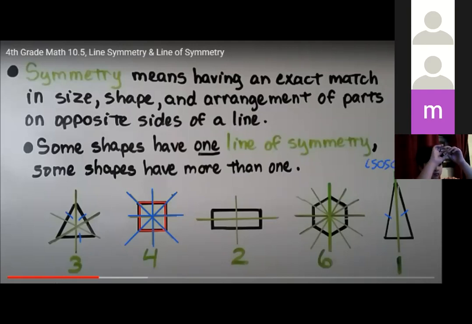Isosceles? I meant a tooth of a shark. Okay, this one is an isosceles triangle, and this one is an equilateral triangle. Equilateral triangle.